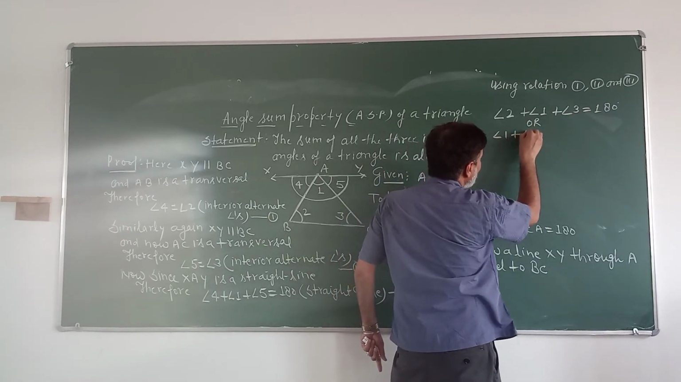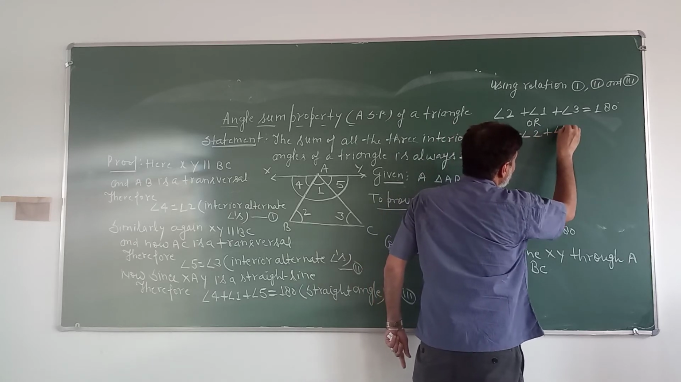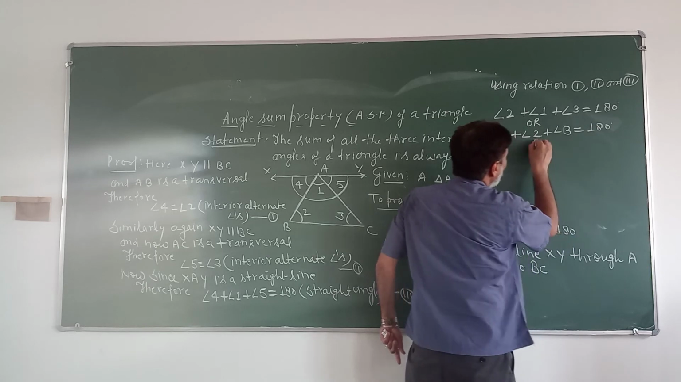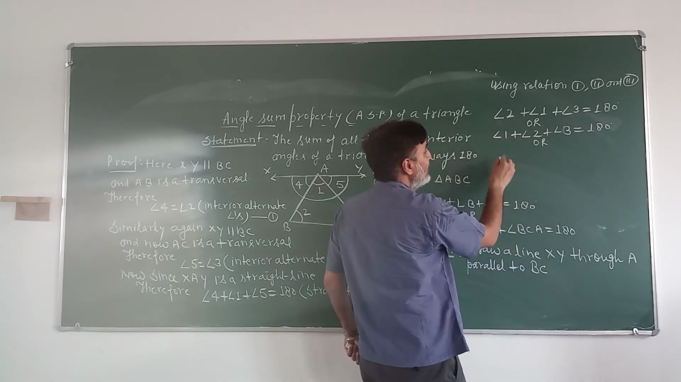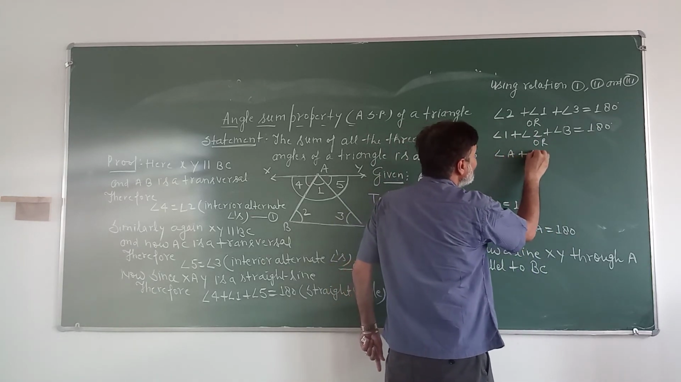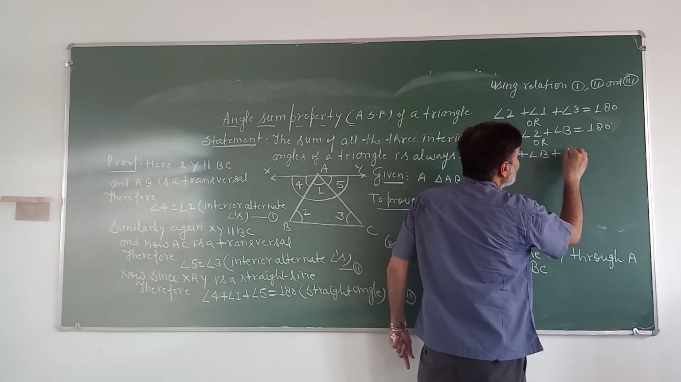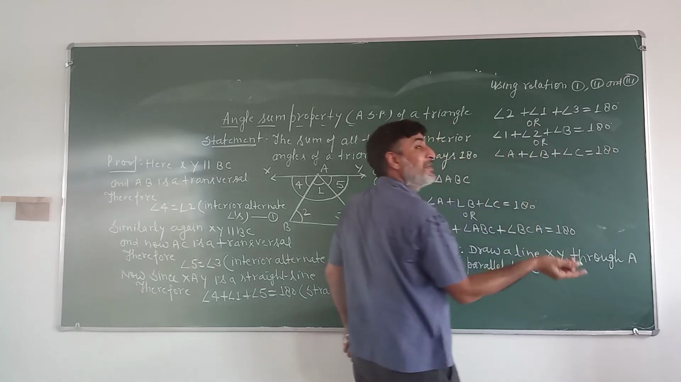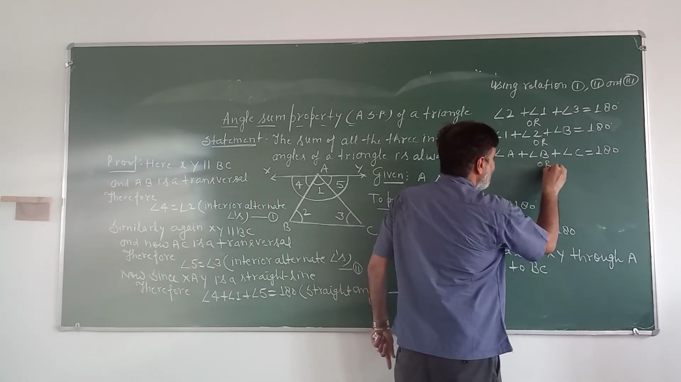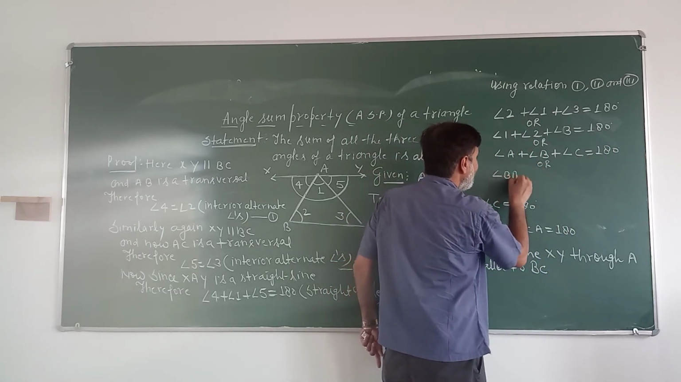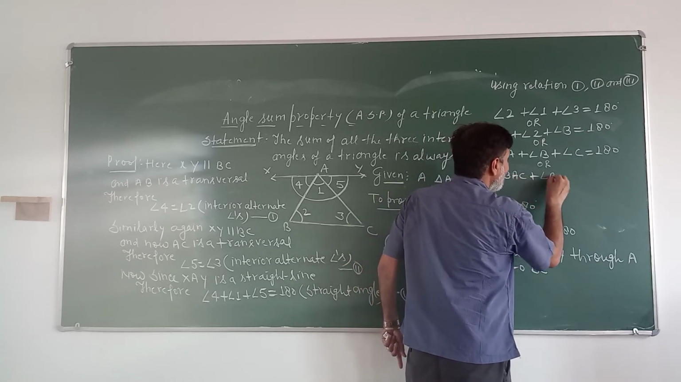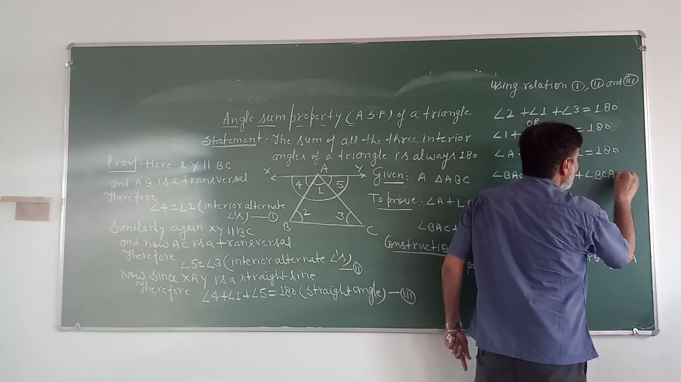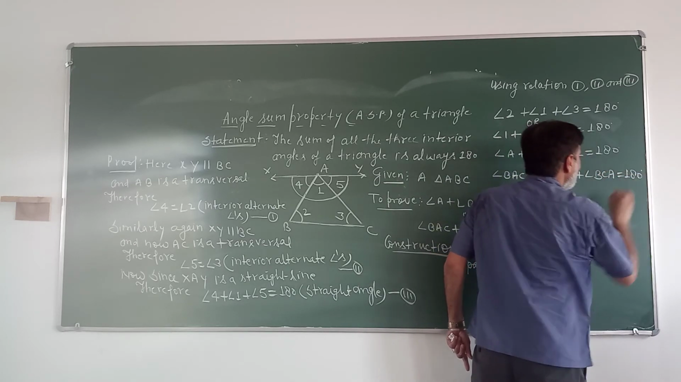Or in order, we can write down this relation: angle 1 plus angle 2 plus angle 3 is equals to 180 degree. Or we can say that angle 1 means angle A, angle 2 means angle B, and angle 3 means angle C, equals to 180 degree. These angles can be written as angle BAC plus angle ABC plus angle BCA, that is equals to 180 degree.